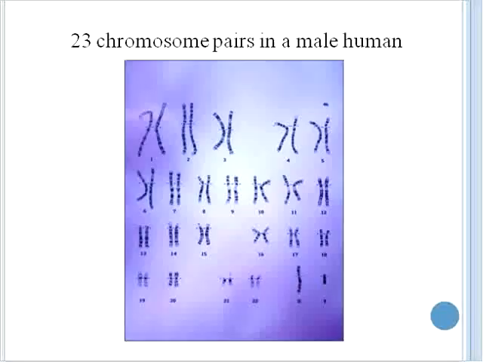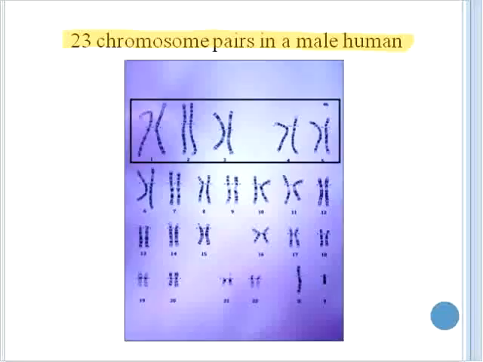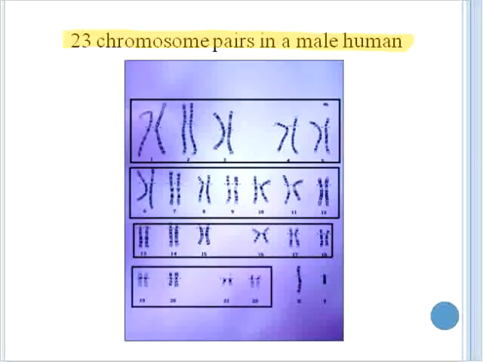What you see in front of you now is a normal karyotype for a human male. Chromosomes are paired according to banding pattern and size. In a normal male, you would have 23 pairs: 22 pairs of autosomes, which I'm circling here, for a total of 44, plus an additional pair, XY, for the sex chromosomes. It is the XY that determines the sex of the individual.